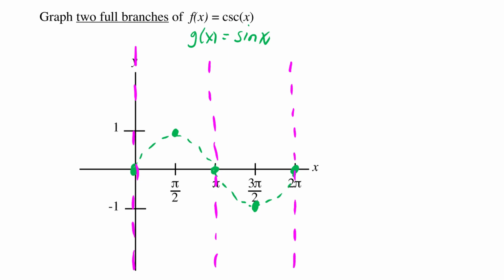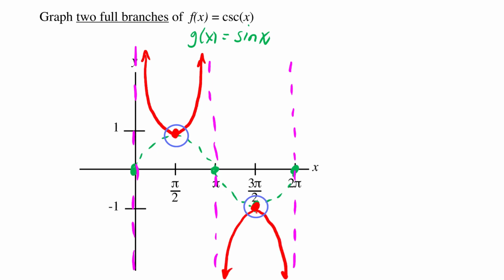And once we have our asymptotes drawn, we just find 1 at pi over 2, and the sine is 1, and the cosecant is also 1. And when it's at pi over 2 and positive, we get that point, and the graph goes upward from there. And at 3 pi over 2, where it's negative, the graph goes downward. But they do touch at that one point in each branch.